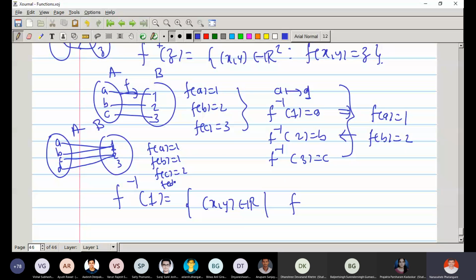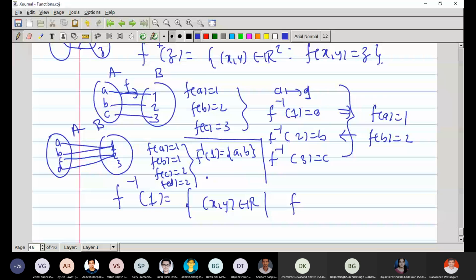Now what is f inverse of 1 in this case? A and B. Yes, A and B, because 1 has two inverse images, pre-images. Therefore, the inverse image of an element is a set actually. It may have many pre-images. Right?